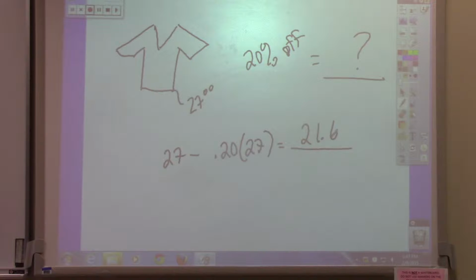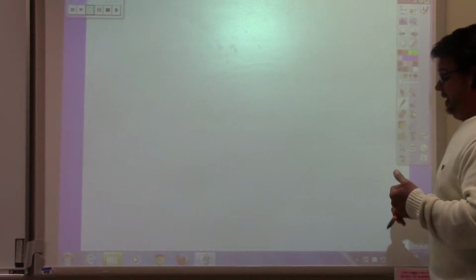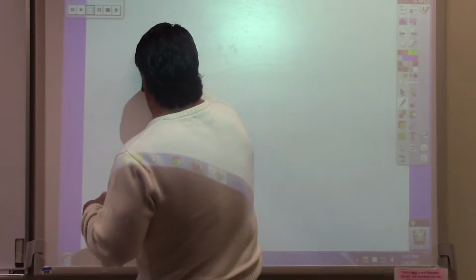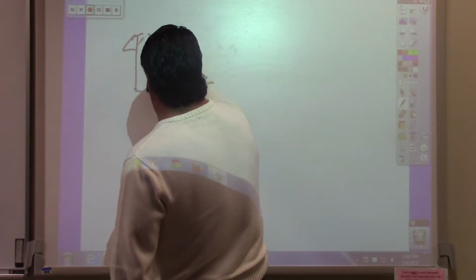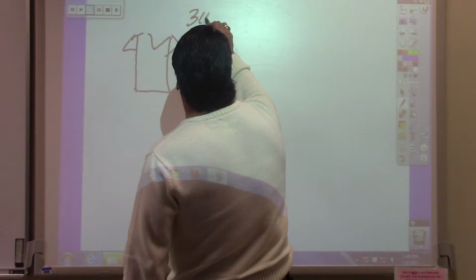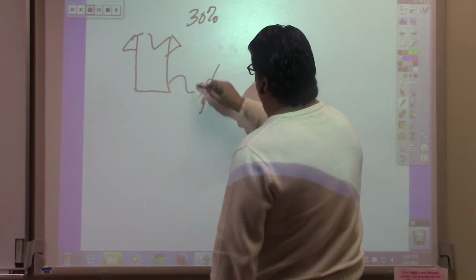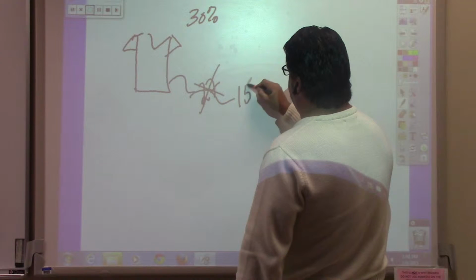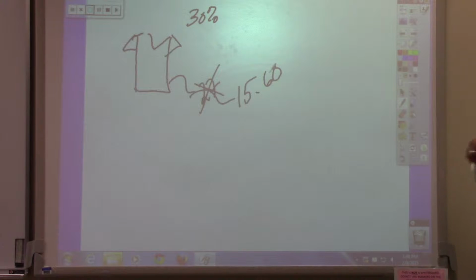Now, you should be able to do that in the store too. You go to Belk's, and Belk's has a shirt, blouse, whatever, on a table and it says 30% off, and the tag says $27, but it's marked through, and then it says $15.60. Well, you're going to get 30% off of $15.60.